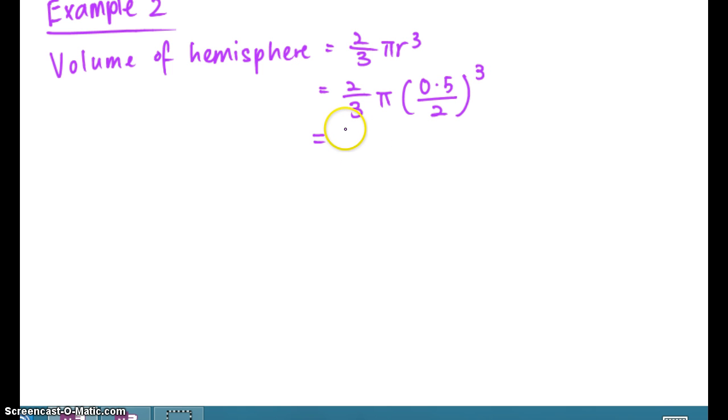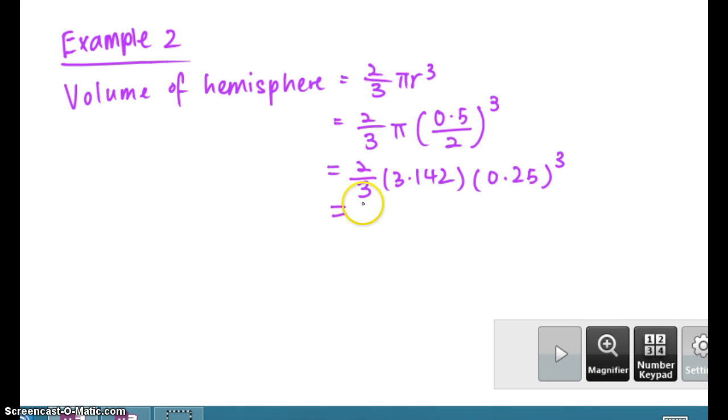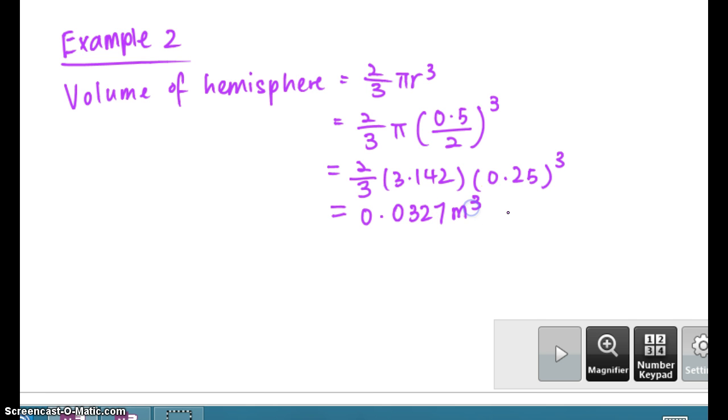Bear in mind that the worksheet stated that pi will be taken as 3.142 unless stated otherwise. So in this question, we will also take pi as 3.142. You should be able to get 0.0327 meter cubed. Please proceed to try practice question 2 and pause the video.